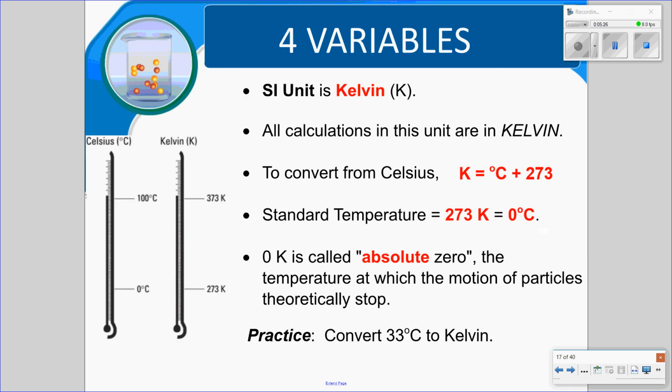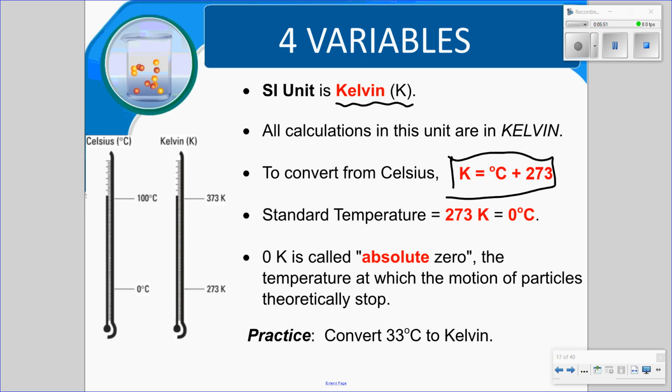The SI unit for temperature is Kelvin. All the calculations in this unit are going to be in Kelvin. That doesn't mean that you're not going to come across some Celsius in the problem, but that means that you're going to have to convert before you do any math with it. So to convert from Celsius, we're going to use this equation right here. Kelvin is equal to degrees Celsius plus 273.